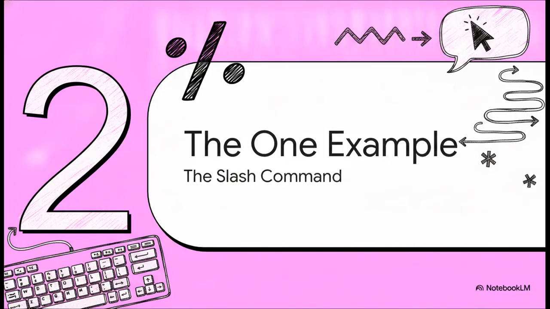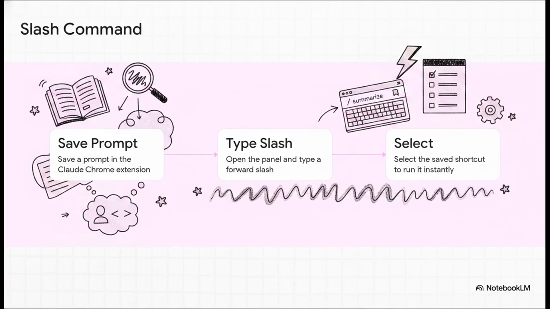Let's look at one really practical example of how this plays out in real life using that slash command. Imagine you're a Max Plan user, right? You're browsing research articles. Let's say you read like 10 of these a week, and you're always asking Claude the exact same thing. Summarize this page in 5 concise bullet points focusing on key facts. And you're just sitting there retyping that prompt from memory every single time.